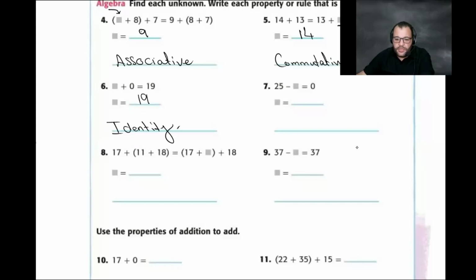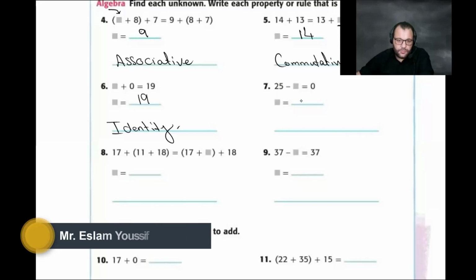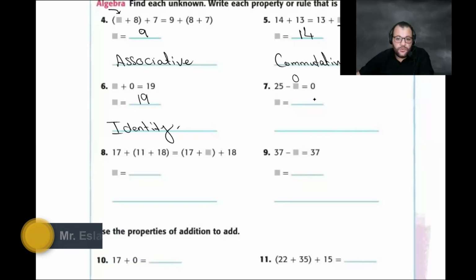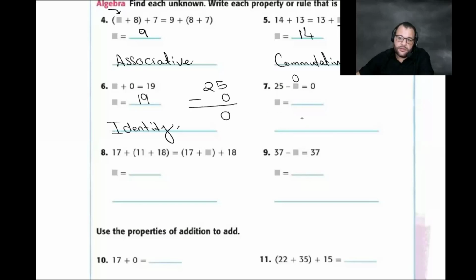Thanks, Taki. Yes, we need Muhammad Zikwan. Solve question number 7. Number 7: 25 minus 0. 25 minus 0 equals 0. That's right? Can you subtract now? When I ask you 25 minus 0. 5 minus 0 equals 5, and put down 2. So 25 minus 0 is equal to 25, not 0.